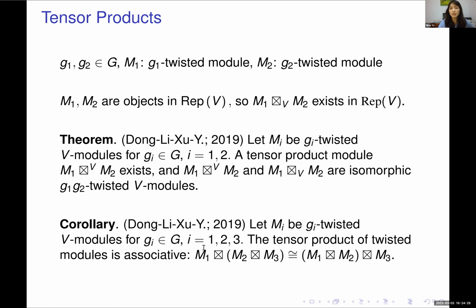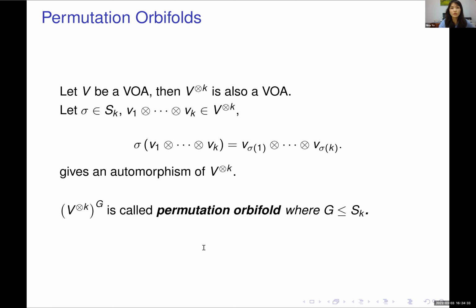Those are the general results we have so far. Okay, now let's look at the permutation orbifold. So we said that we want to study the tensor products of twisting modules in permutation orbifolds. So you might have the question, why do we want to study this particular type of orbifold?